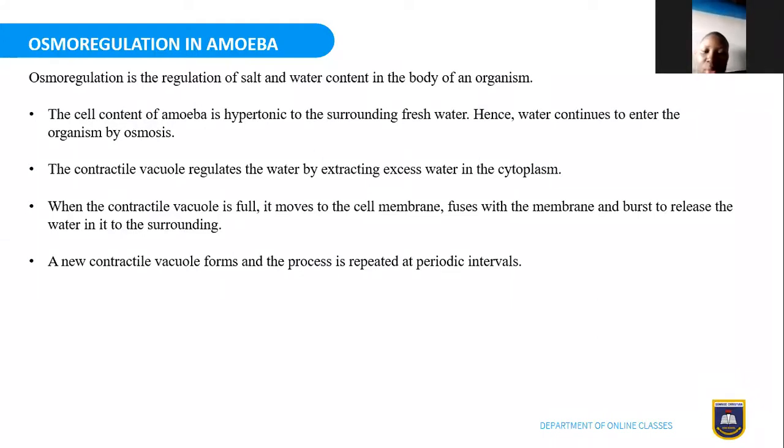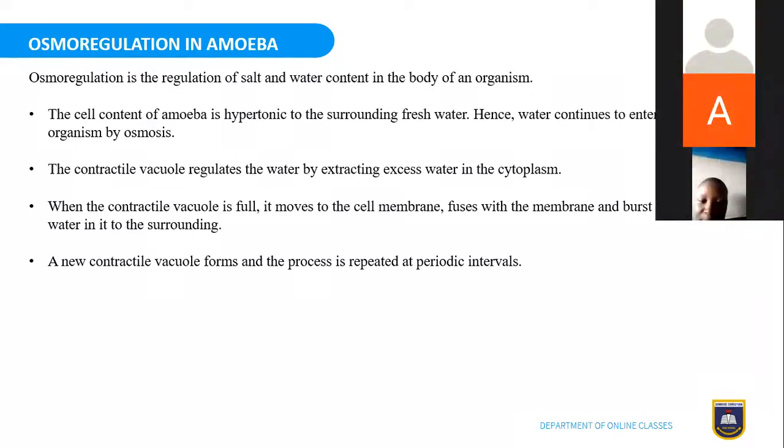When you cast your mind back to the structure of the amoeba I showed you, you saw a food vacuole and then you also saw a contractile vacuole. Is that not it? So the function, and I told you that what the contractile vacuole does is to help in osmoregulation, or to help in controlling the amount of salt and water content in the system.